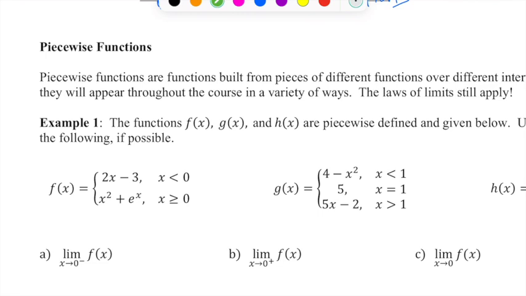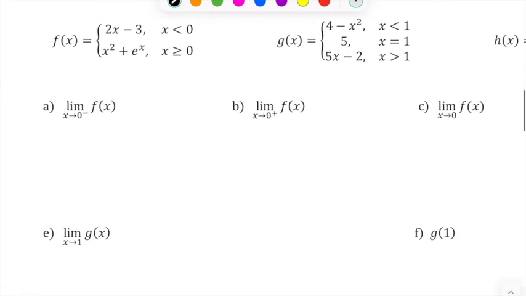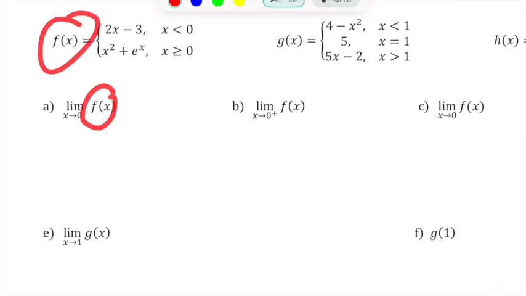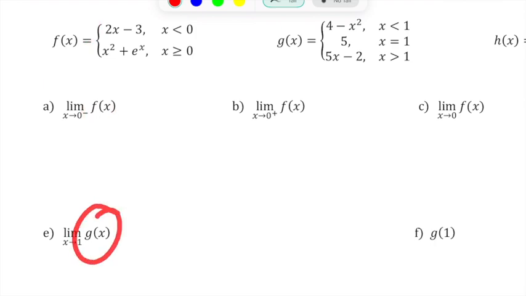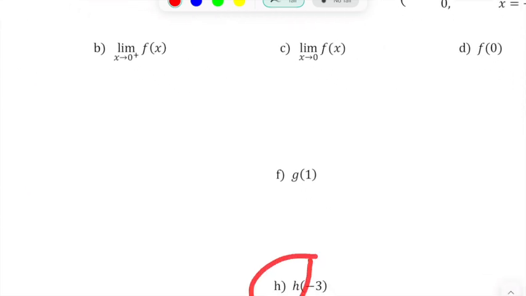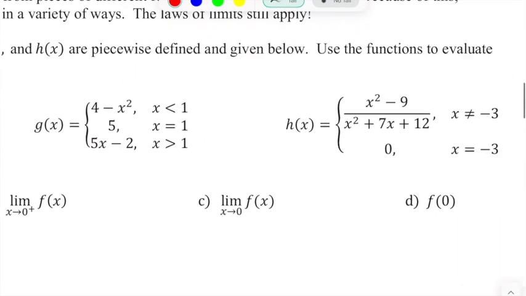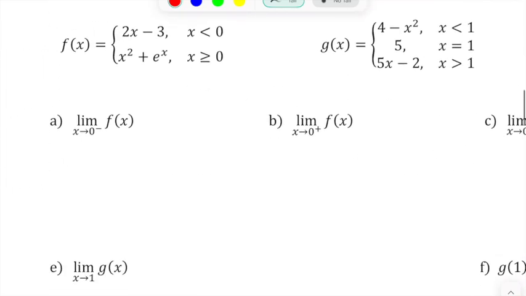Starting with the first question, it gives us f, g, and h. So be careful: when we talk about f of x, we're talking about this function; when we talk about g of x, this function; and h of x is this function. Each of these requires a little bit of separate algebra.